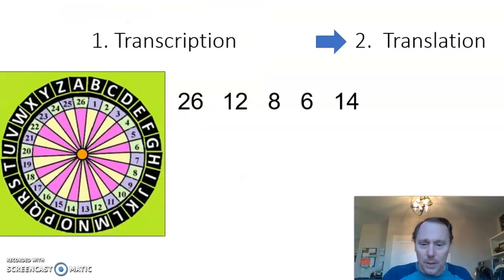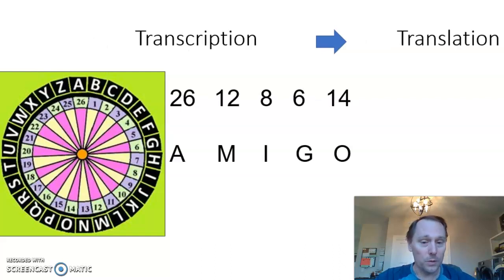Here's another analogy. All right, so here's a simple alphanumeric code. Pretend this is kind of like what DNA does. 26, 12, 8, 6, 14. Let's see, 26, that codes for the letter A. 12 codes for the letter M. All right, see if you can figure it out. Pause the video. And we're back. It codes to AMIGO, amigo.